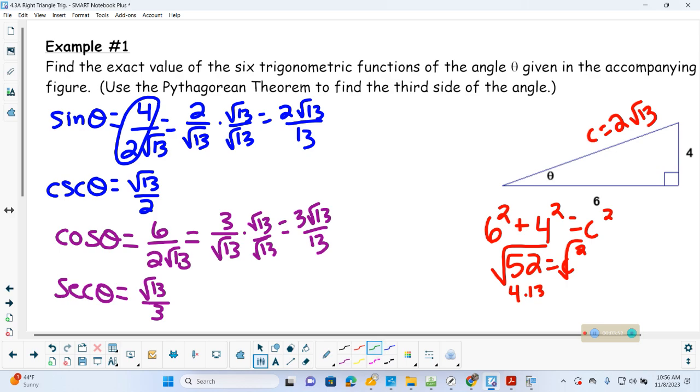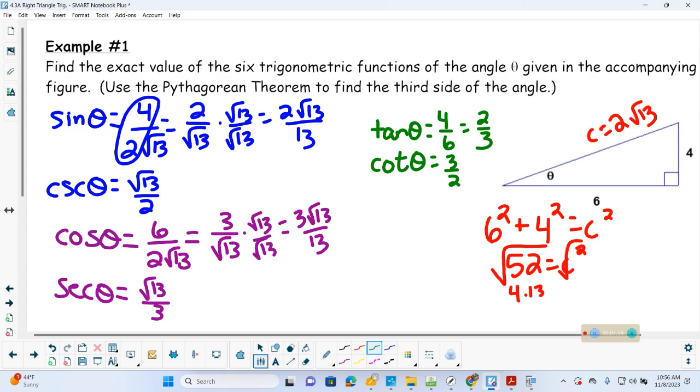All right, last but not least, we got 4 out of 6. We need tan and cotan. So tan, opposite, 4, adjacent 6. Oh, I like it. I like it. No radical. All I got to do is reduce it. And of course, cotan then is going to be our reciprocal, 3 over 2. So take a look. Did I teach you anything new?